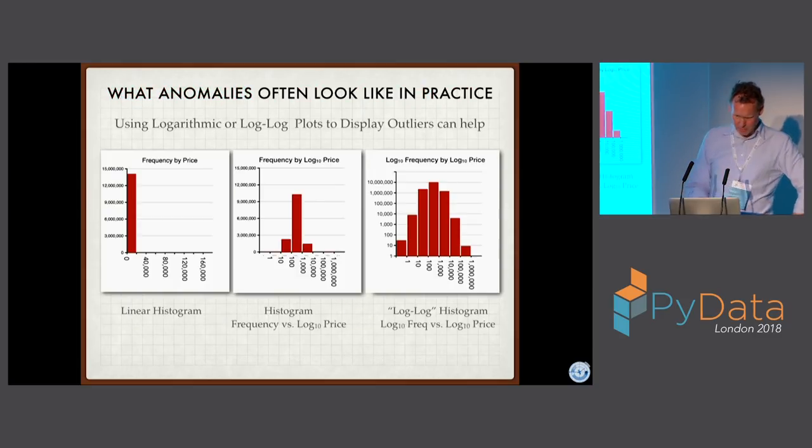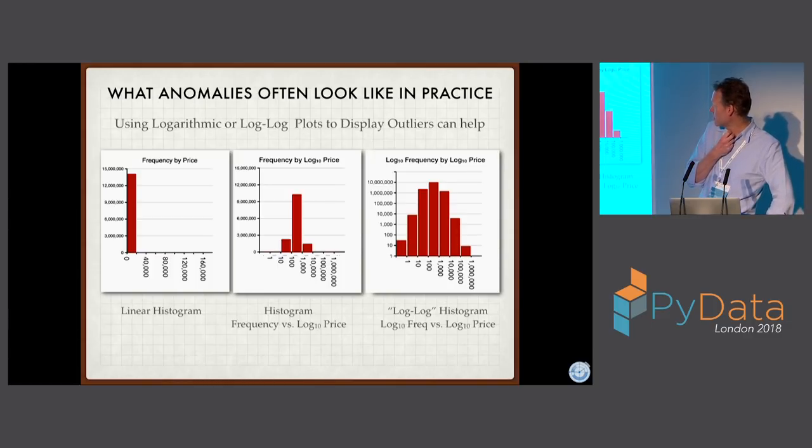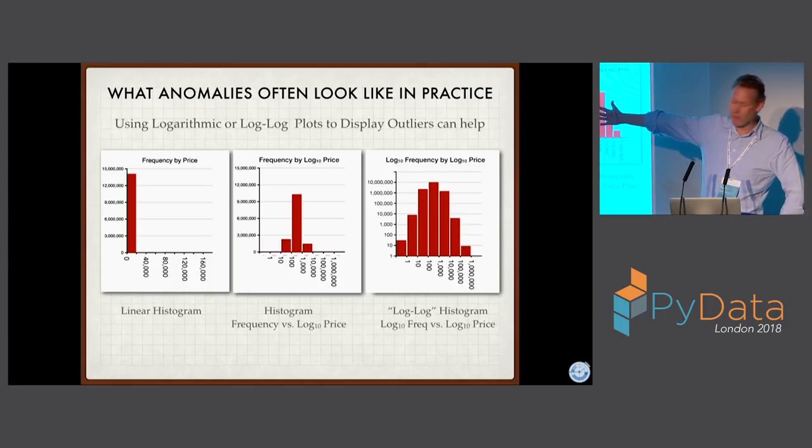So as an example, this is some price data. This is real price data that's been very slightly disguised, but essentially real price data that we took from a client. It's about 15 million records. And if you do the simple histogram showing prices, it looks like the plot on the left, right? So everything, unaccountably, is between $0 and $20,000. These are actually airline prices.